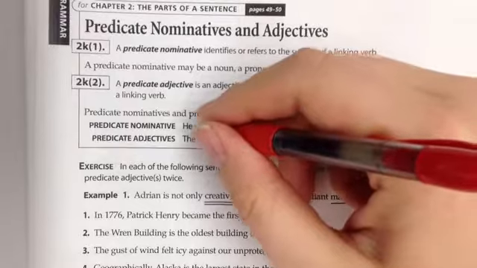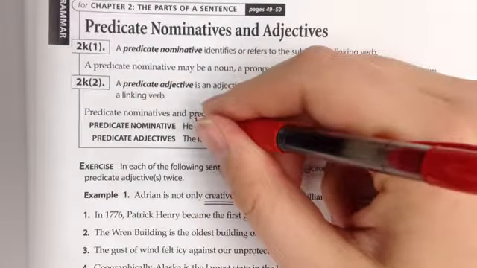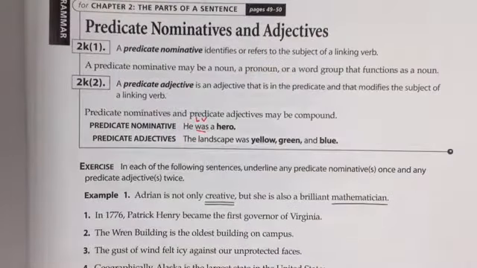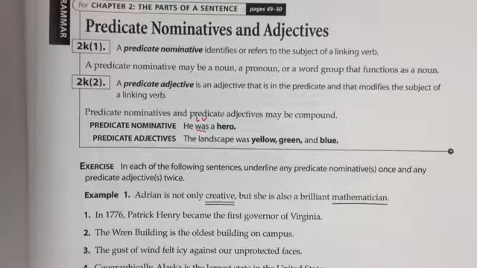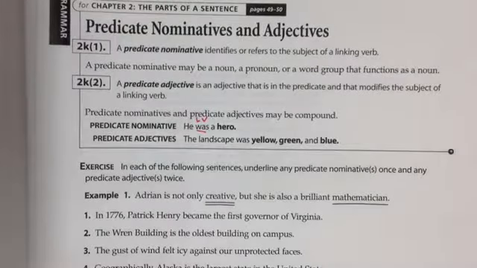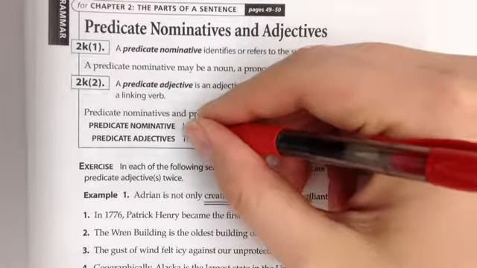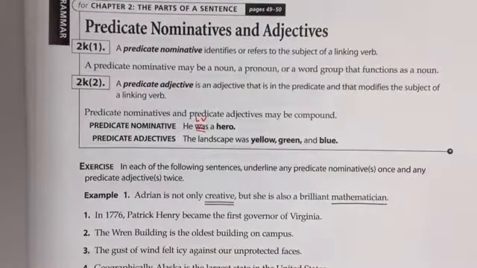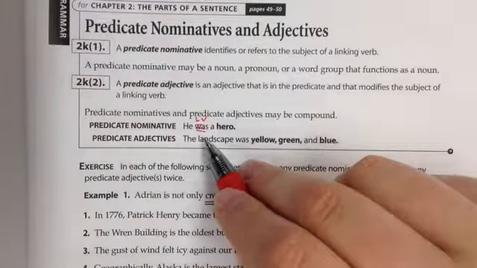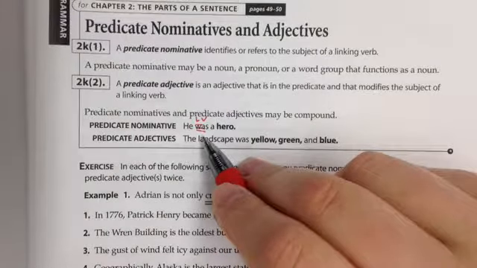Was is a linking verb. I know that was is a linking verb because all of the state of being verbs are linking verbs. That's is, are, was, were, and be. But I also know that was is a linking verb because I know a little trick. The trick is that I can replace was with an equal sign. Instead of was, I can say he equals a hero, and the sentence will still make sense. If you can replace the verb with an equal sign, it's a linking verb.